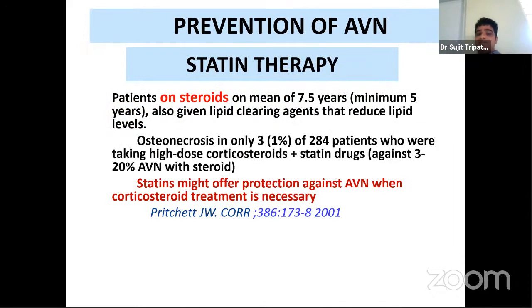This is the clinical studies. 2 clinical studies are available. In one study by Pritchett et al., published in CORR in 2001, they noted that the incidence of osteonecrosis is only 1% when corticosteroids and statins are given, whereas it is around 3 to 20% in patients who take only steroid.